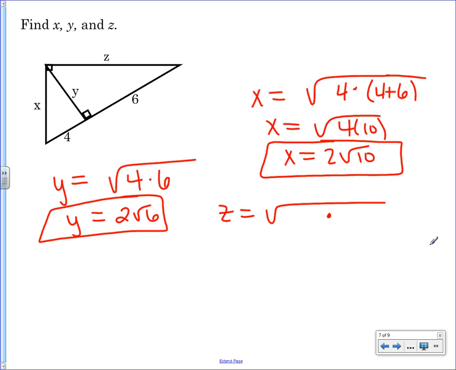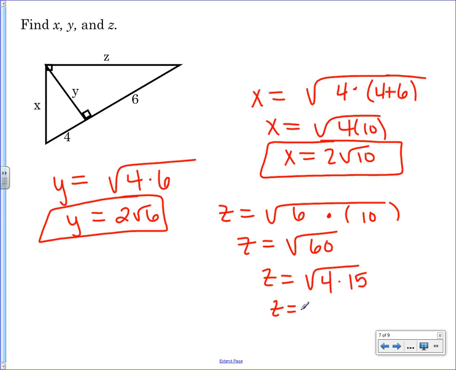So what is adjacent to the leg z, the 6 or the 4? The 6, and what's the whole thing? The 10, right? You could go ahead and write 10 now. So z is equal to the square root of the 6 times all of it, the 10. Neither of those are perfect squares, so I have to shove them together. It's not an option. 6 and 10 by themselves don't help me. So 60, what's the highest perfect square that goes into 60 evenly? 4 and 15. Square root of 4 is 2. Square root of 15. Those are my 3 answers.